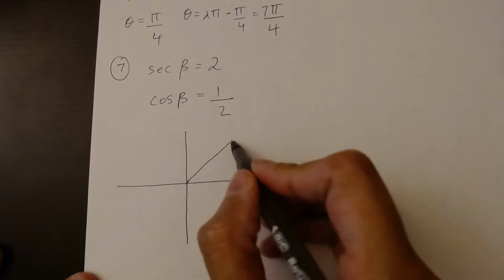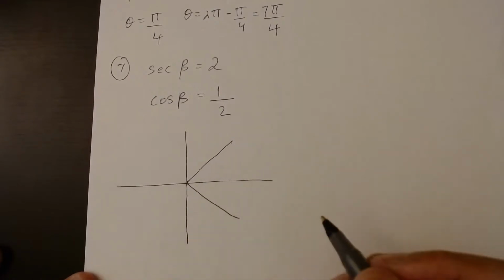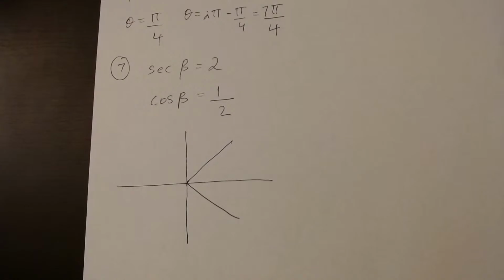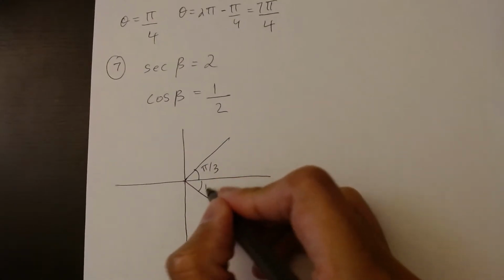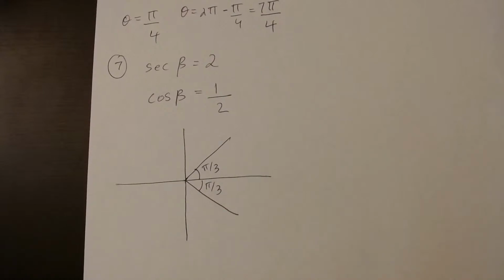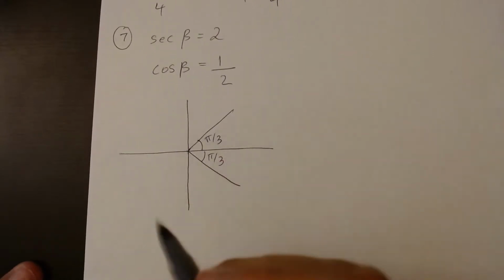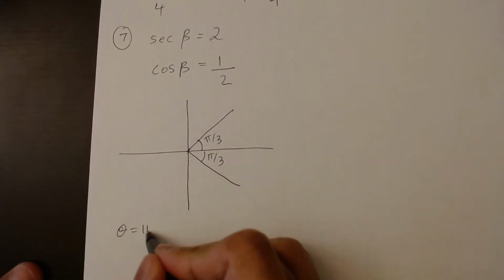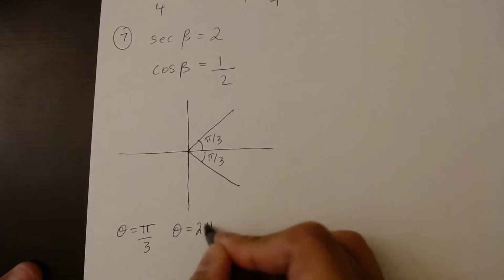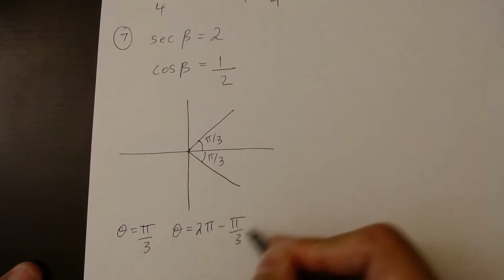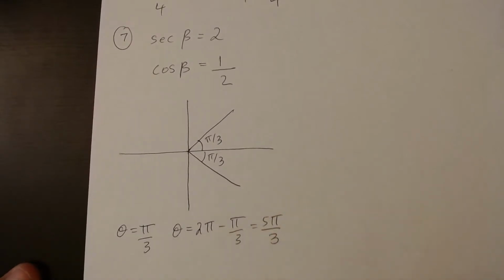So cos is positive in these two quadrants. The cos inverse of 1 over 2 is just pi over 3. I know that my first solution is just going to be pi over 3. That's in my first quadrant. And my next solution is 2 pi minus pi over 3, which is 5 pi over 3.